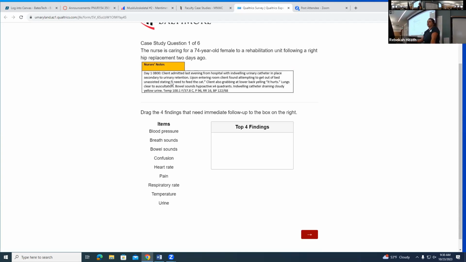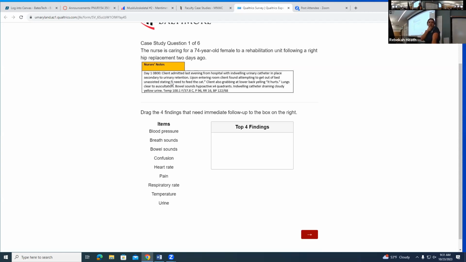Our first question says to drag the 4 findings that need immediate follow-up to the right. Who feels like they know one of the immediate findings? Go ahead. Pain, absolutely, I would agree with that. Another one? The urine, yeah, it's cloudy, right? Confusion? The confusion, I think that's for sure a third one. What about the 4th one?